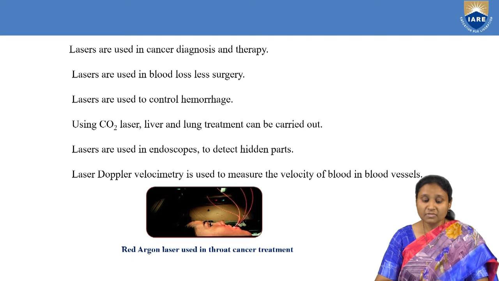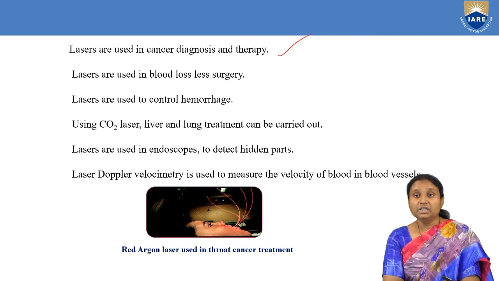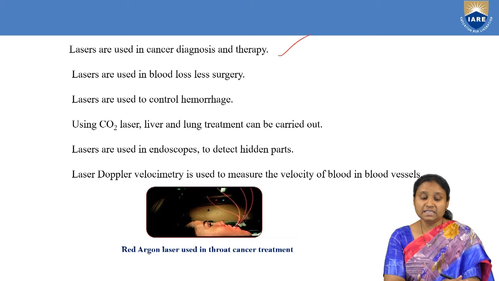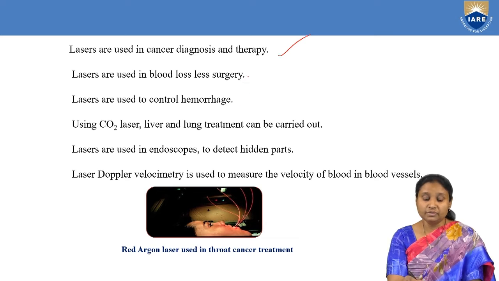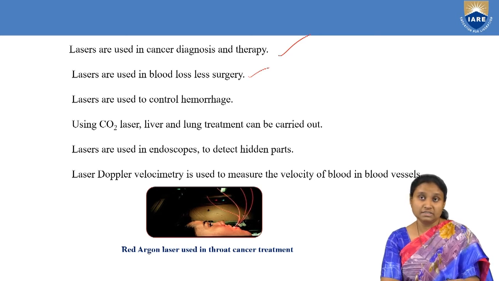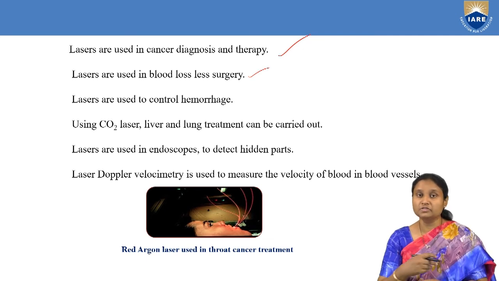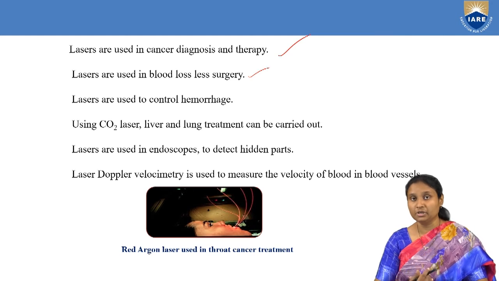So next, they are used to detect cancer. Also, we can cure cancer using laser light. And usually we say that lasers are used for bloodless surgery. So what do we mean by bloodless or less blood loss surgeries? Generally, if you go for surgeries, we'll make a cut, and because of that cut, a lot of blood will be coming out.